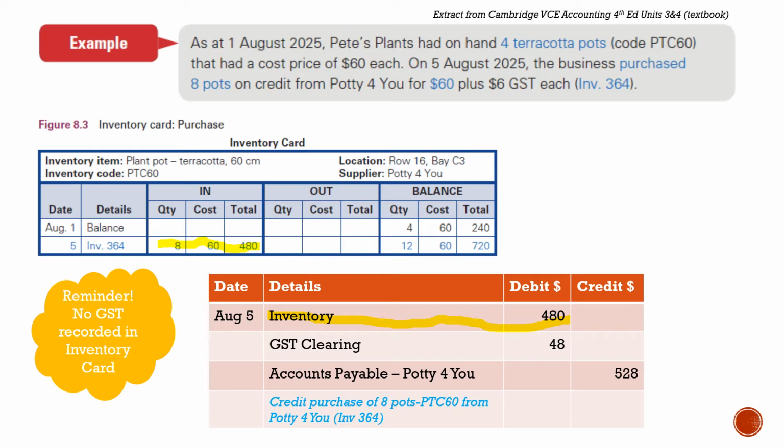Therefore, we need to calculate the GST of 10% on the cost price of $480. In total, we now owe the accounts payable $528 for this credit purchase of inventory.